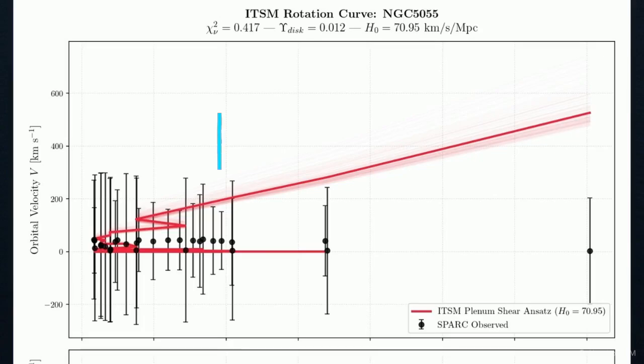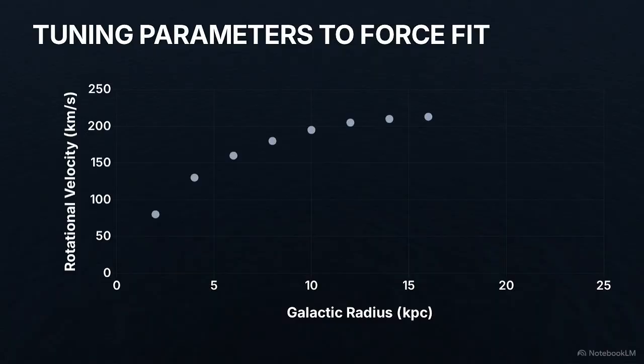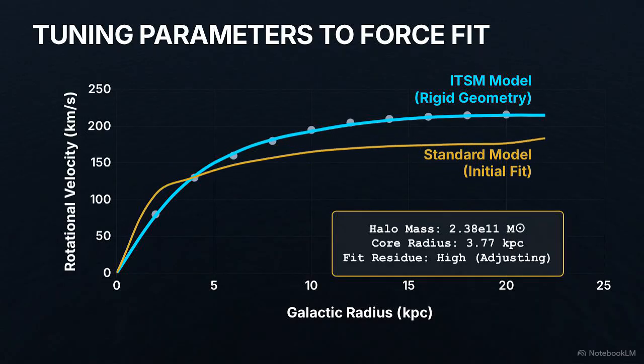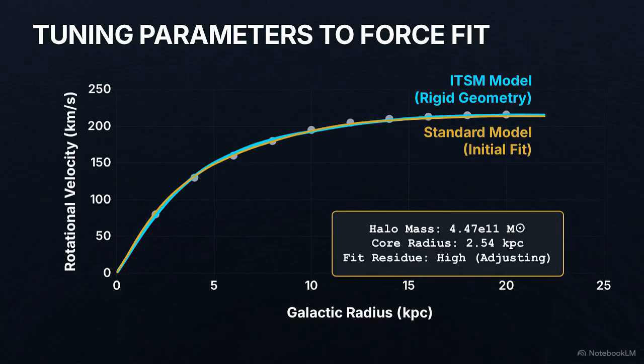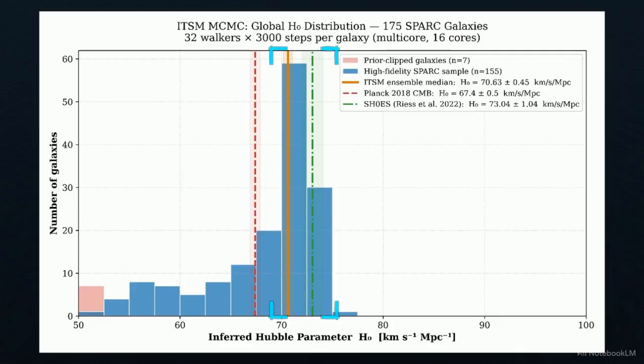We can test this fluid math against the SPARC database, which contains the rotation profiles of 175 spiral galaxies. For the galaxy NGC 5055, the thick red line represents the ITSM prediction. It threads through the black data points using only geometric constants, without any manual tuning. Dark matter models require scientists to manually tweak the interaction parameters for every galaxy they study to make the results match. ITSM maintains global consistency.